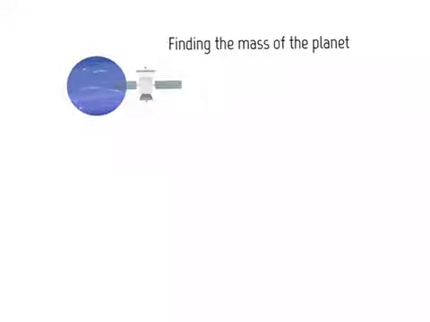So let's say that you look through your telescope and you see a satellite orbiting a planet way off in the distance, and you want to know what is the mass of that planet. So what we're going to do today is talk about how we get that mass.